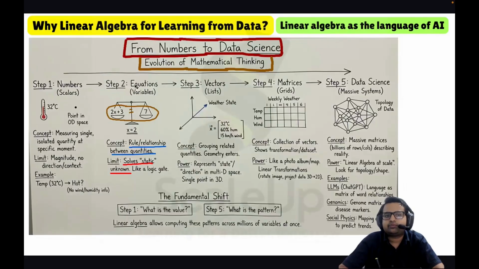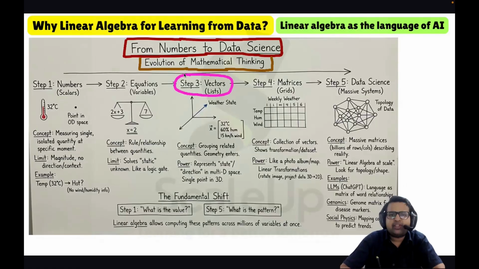We are discussing the evolution of mathematical thinking, and step 3 in the evolution is vectors, which are basically lists of numbers. Now let us understand the core concept of vectors. It is grouping multiple related quantities into a single mathematical object. This is where geometry enters the picture. Here we are treating data as geometry. Here we are talking about pattern.